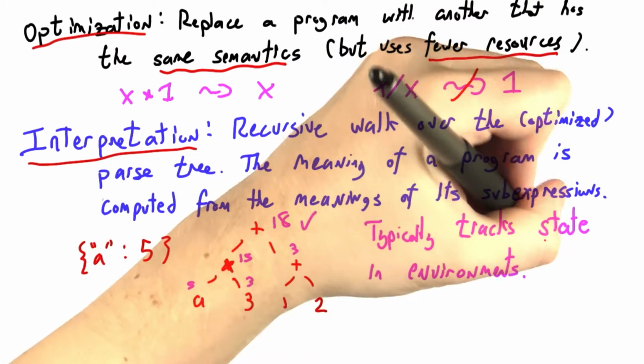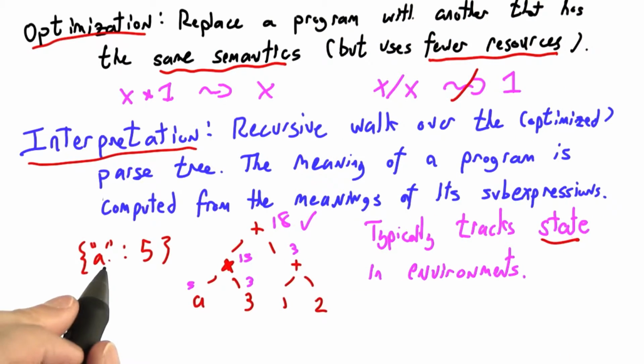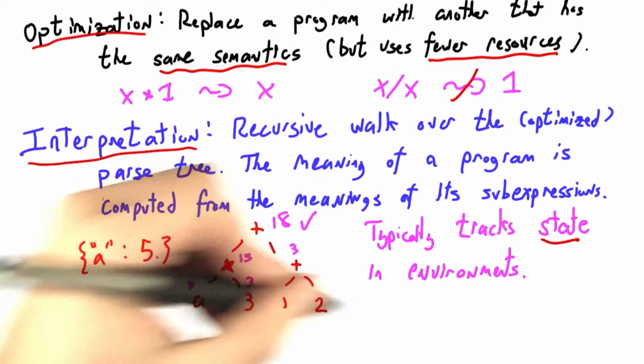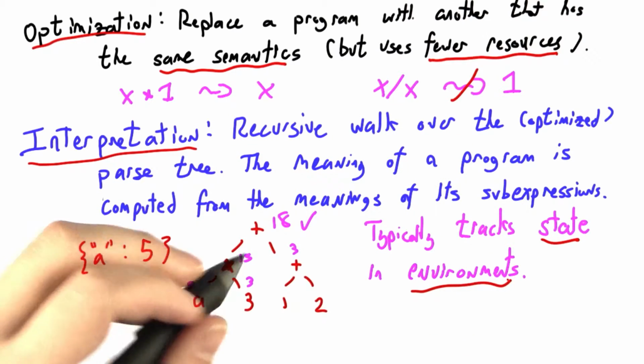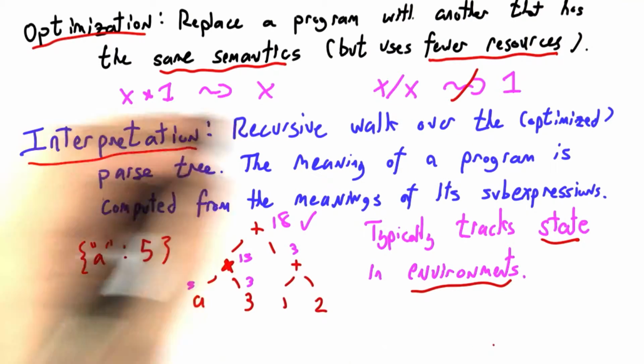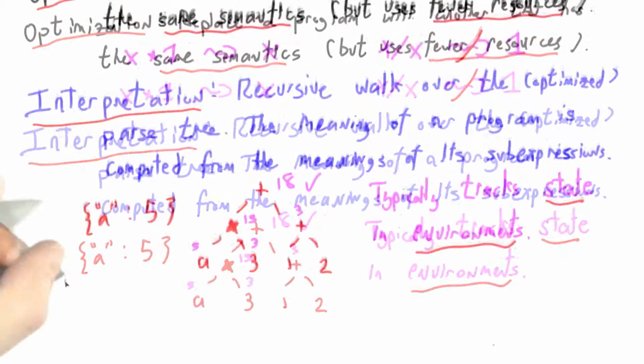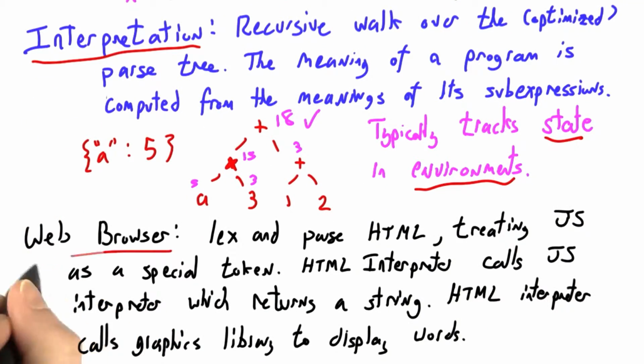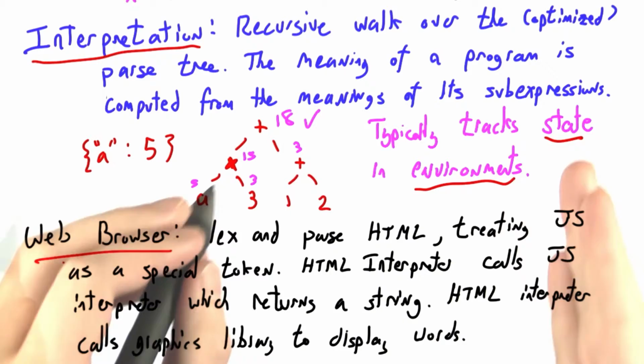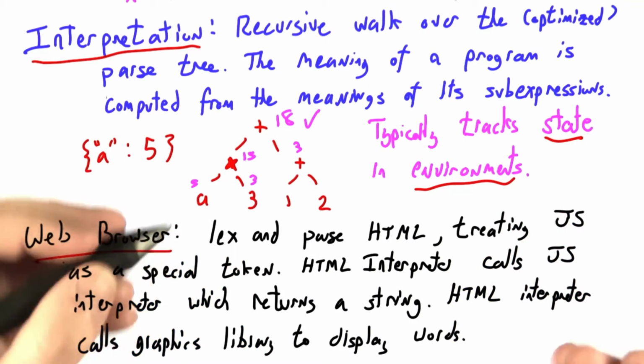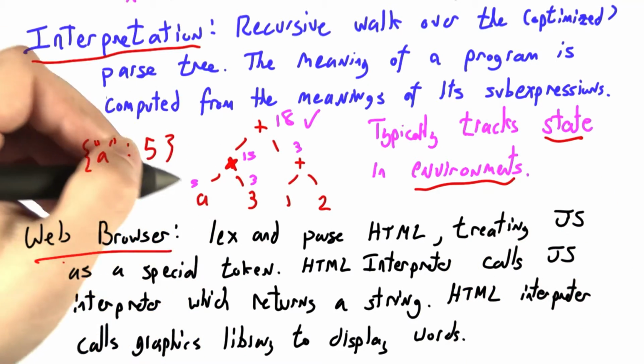Typically, to perform interpretation, we have to track state, like the values of variables which may change, in environments. And environments are often chained together, especially as you make function calls. Finally, we put all of that together to build our web browser. We followed a particular architecture. You could imagine doing another one, but this is the one we used for this class.